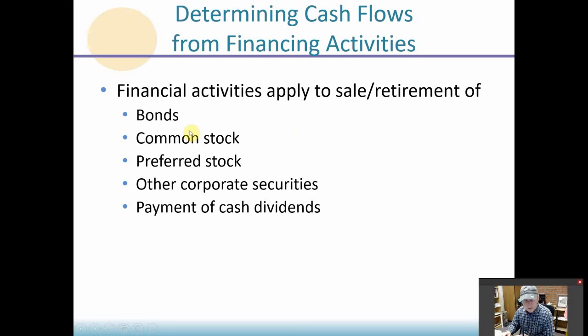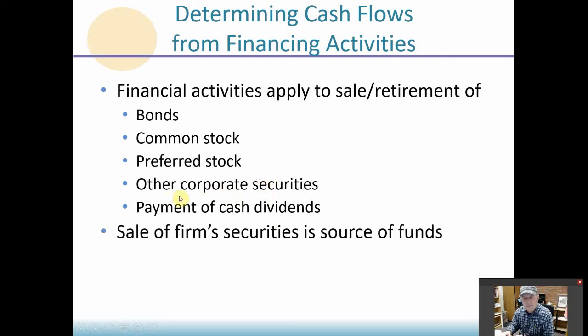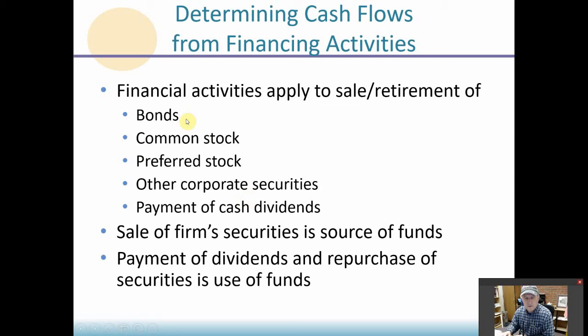Financing activities can be this: you can issue bonds or you can pay them back, right? You can issue common stock, which would bring in cash, or you can buy back stock, which would send cash out. Again, you can issue preferred stock. You pay the dividends on that, or sometimes that preferred stock expires just like a bond, so then you pay that out. Other types of corporate securities, off the top of my head, I don't really know those. And then payment of cash dividends, of course, has an ultimate effect on that. Sale of firm securities, so that's either stocks or bonds, are considered securities.